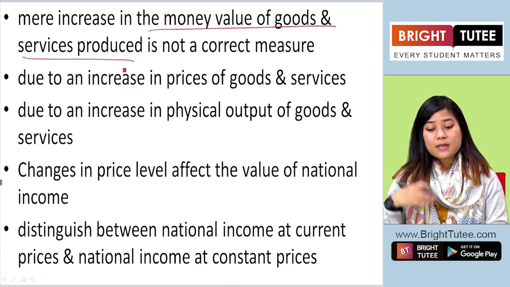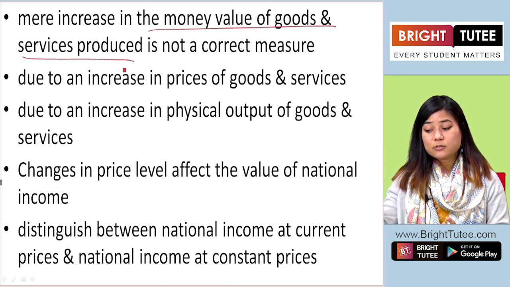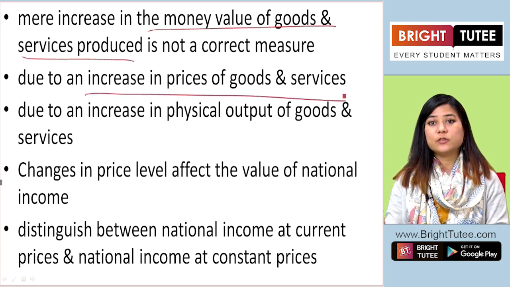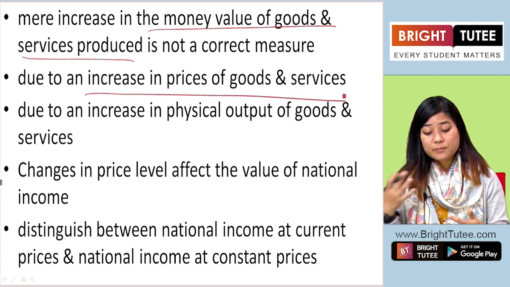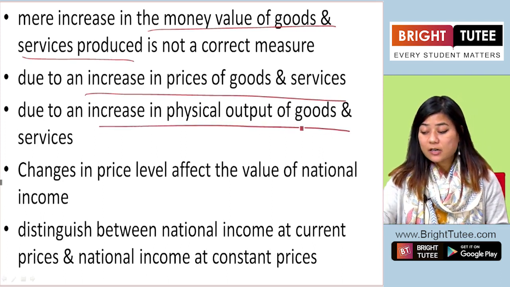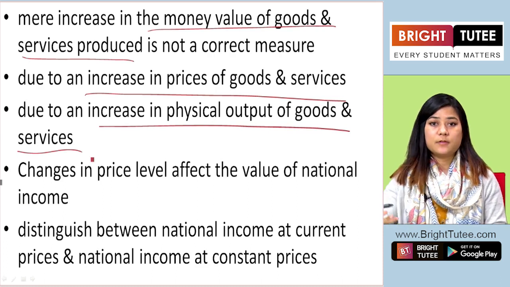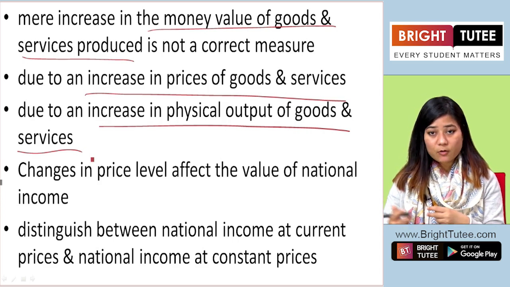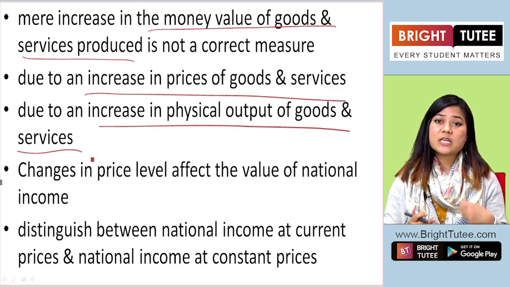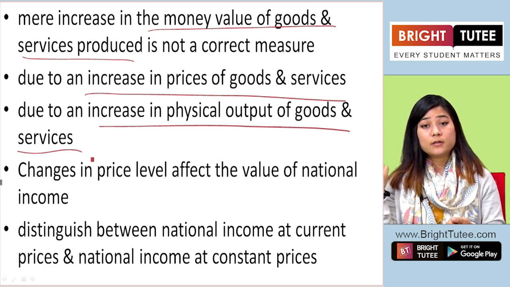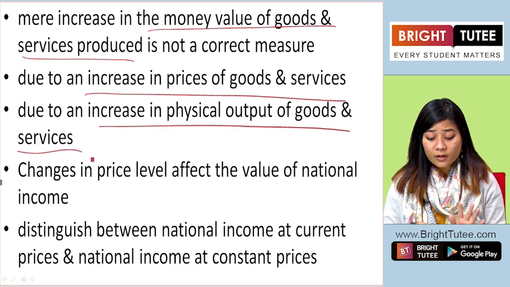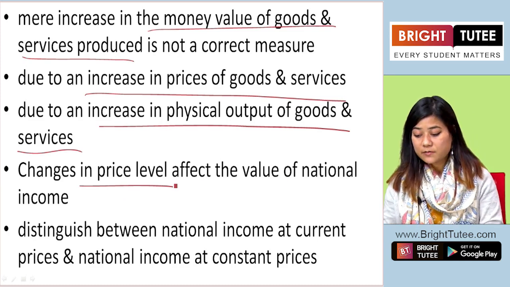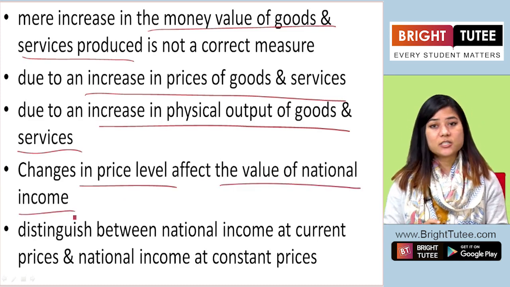The increase in the value of final goods and services can be caused by the increase in the prices of the goods and services. It can also be because of the increase in physical output, the production of the goods and services. So we cannot just say that with the increase in the national income there is economic development. What we understand is that changes in the price level of the goods and services affect the value of the national income.